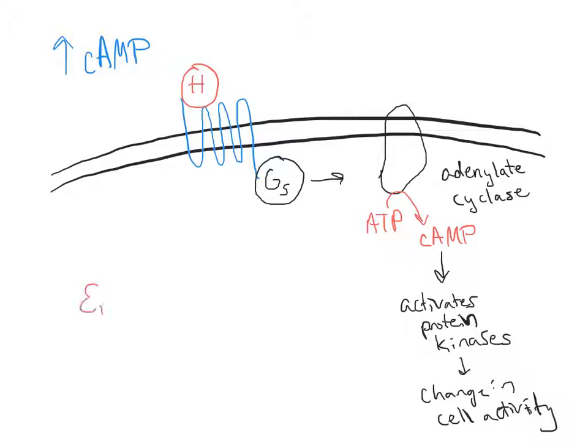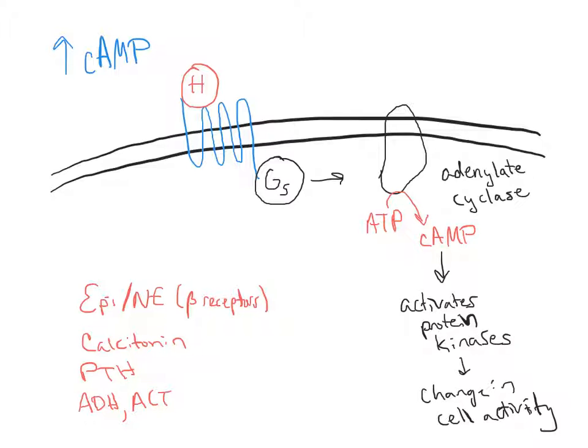You have epinephrine and norepinephrine. Some of the receptors, specifically the beta receptors that epinephrine and norepinephrine can bind to, use this pathway. You also have calcitonin, parathyroid hormone, antidiuretic hormone, adrenocorticotropic hormone, follicle-stimulating hormone, luteinizing hormone, thyroid-stimulating hormone. All of these use this particular signaling pathway in their target cells.